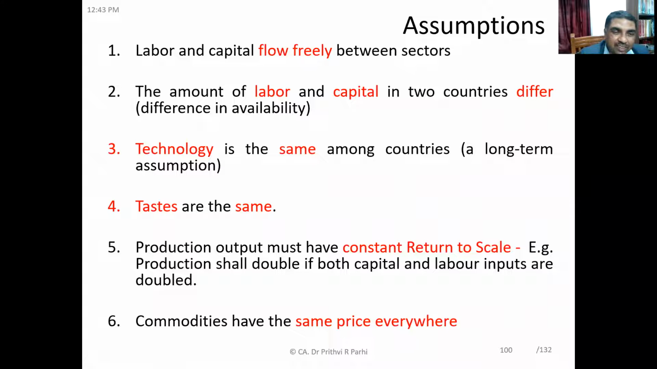Also, the assumption is that tastes are the same. People around the world have similar kinds of tastes, so that a thing which is produced in one country can be consumed by another country.